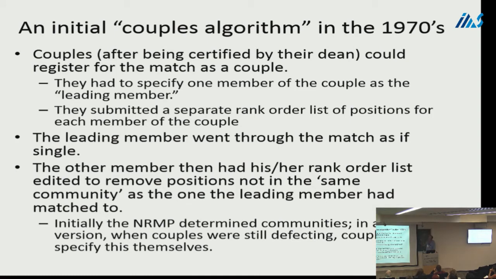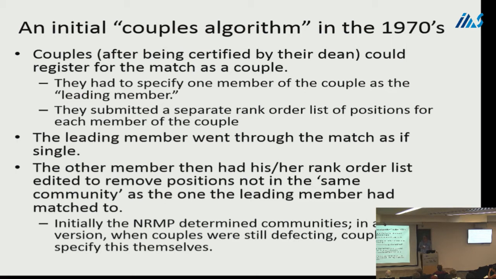So they started noticing this in the 70s, that there were couples and they weren't all going where they were assigned. Up to the 70s, everything was working great. By and large, on July 1st, you found people where they'd been matched. But with couples, they sometimes found they weren't. And so they had a couples algorithm in the 1970s. So that's a long time ago.